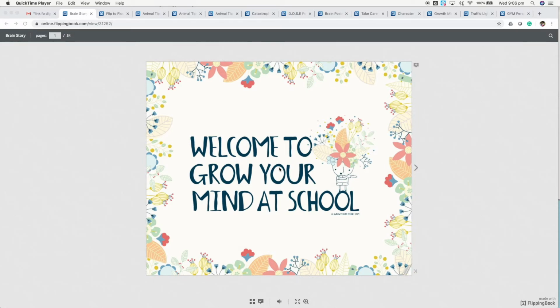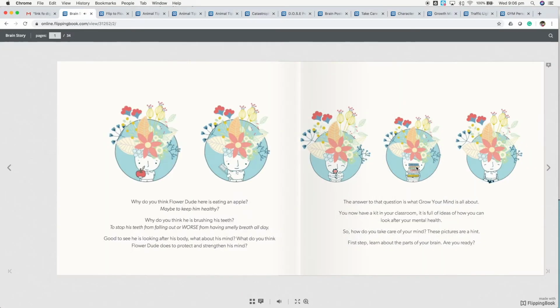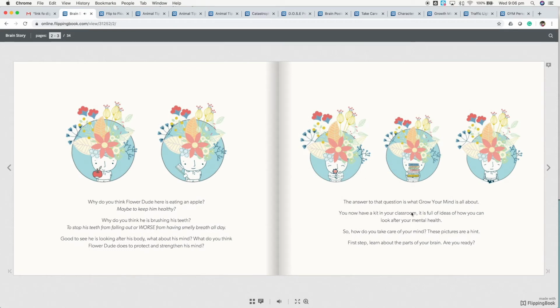There are discussion questions that go for each stage level, and you'll also find that there are Meet the Animal workbooks. Now, if you are ever stuck on any of the resources, use your Welcome to Grow Your Mind at School booklet. So basically it goes through the story and it's very similar to the animation where you're introduced to Flower Dude and this concept.